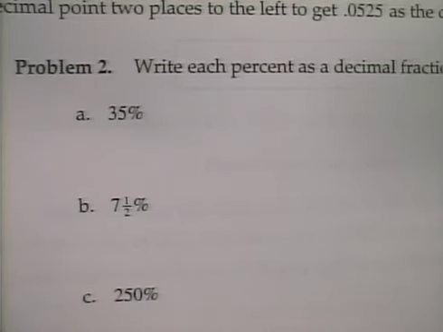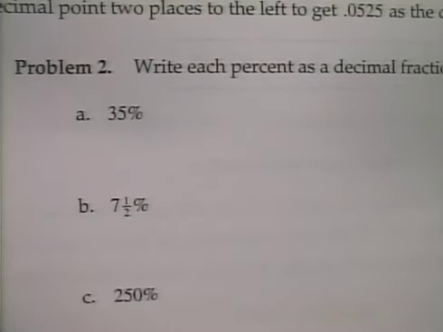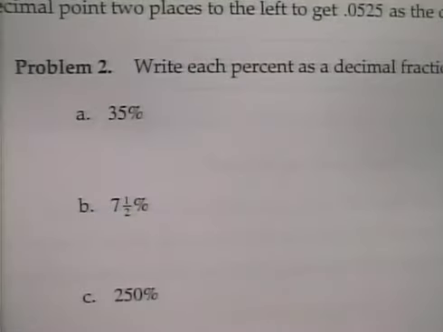The answer was 2.50, or just 2.5. Okay, let's go back to the problem. Instead of moving the decimal point, I could rewrite it as 250 over 100. If I write 250 over 100, then I could move the decimal 2 places to the left because I'm dividing by 10 to the second. Okay, let's go to another one.